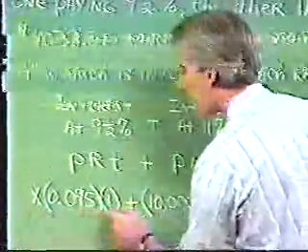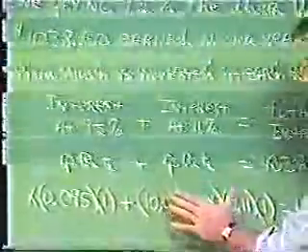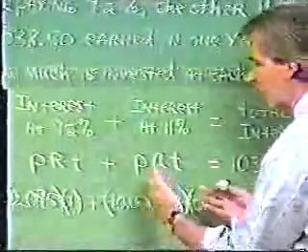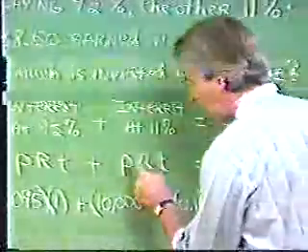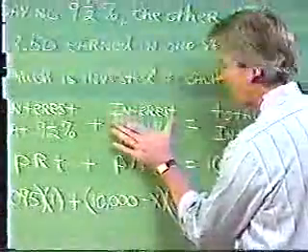So here's our PRT for this part. Now, the principal times rate times time here. Now, here's the part that is not obvious in this problem. It is to represent the principal amount that was invested at 11%.